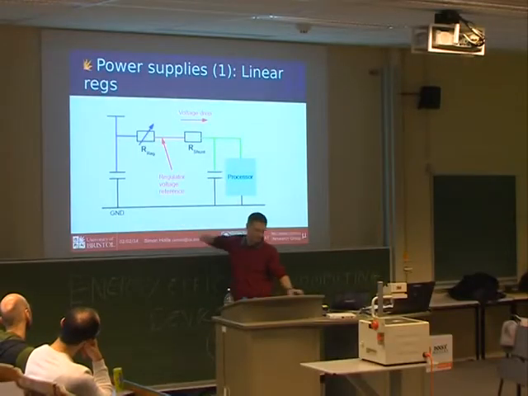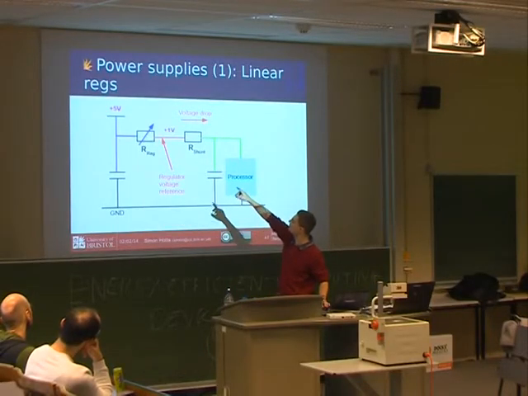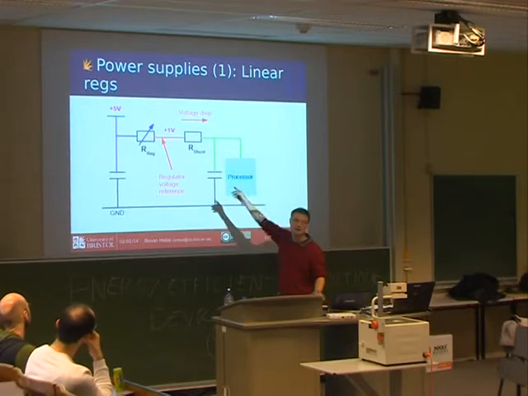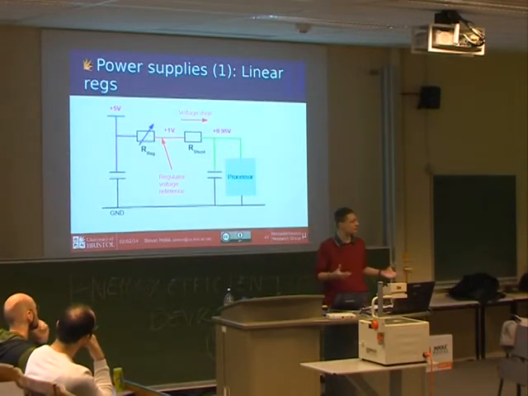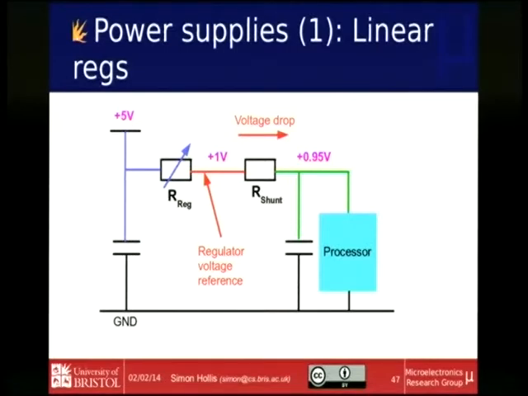So you get a voltage out here, 5 volts goes in, 1 volt might come out, and then you add in the shunt resistor for your measurement. Well, you drop a little voltage across that, maybe 0.05 volts, and that means your processor actually now sees 0.95 volts instead of the 1 volt it was expecting. The processor will probably still work, but you're not running it at the same condition that you thought you were.